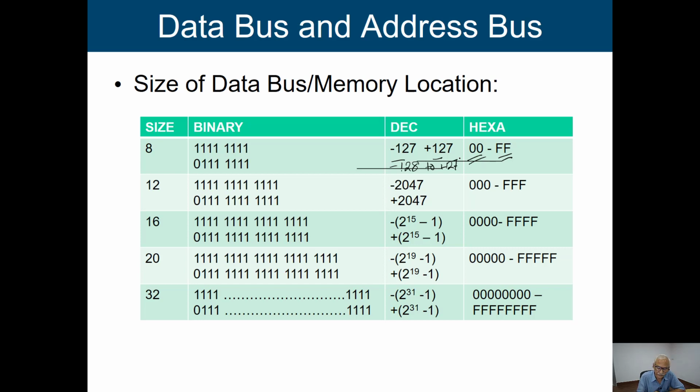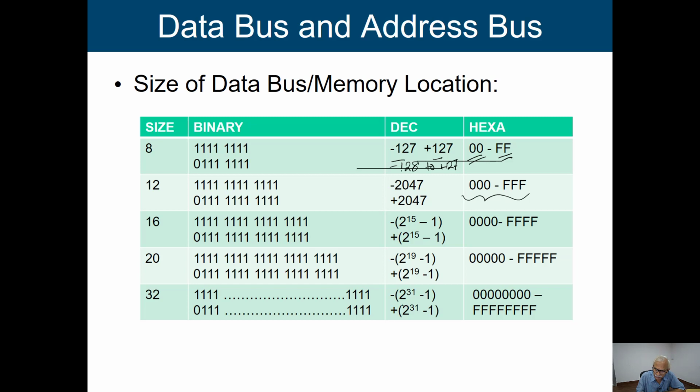Like that, in case of size 12, we can go from minus 2047 to plus 2047 in case of sign magnitude form, or you are having this many representations. So this is the way that we are going to look into it. In case of 32 bits, just see that since we are having 32, half will go for the negative numbers, and half will go for the positive numbers.